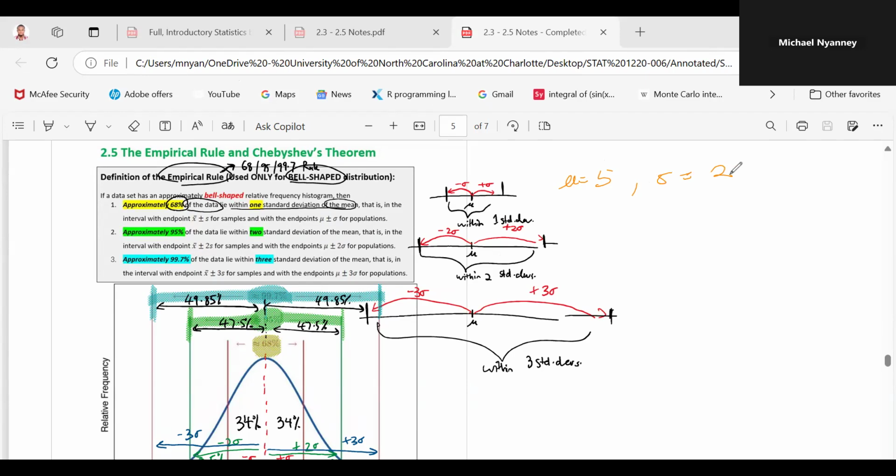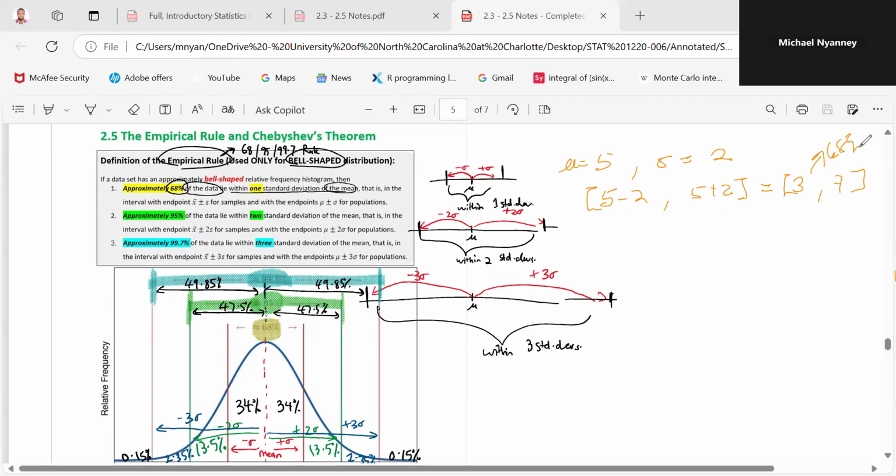So what we do is that we subtract 2 from 5, then we add 2 to 5. By so doing, we create an interval, and this interval gives us 3 and 7. So by the empirical rule, we are saying that 68% of your data will be within this interval.